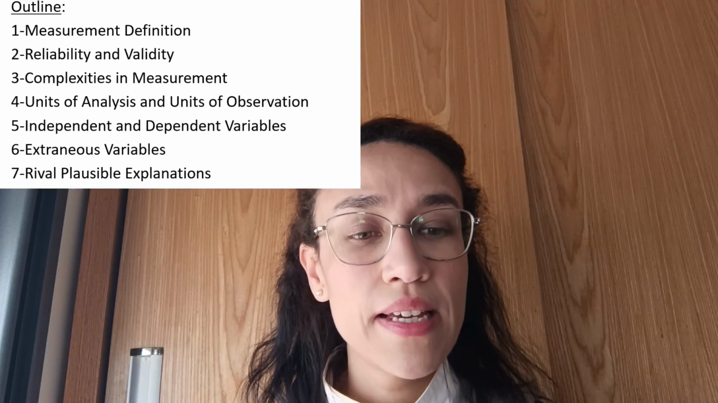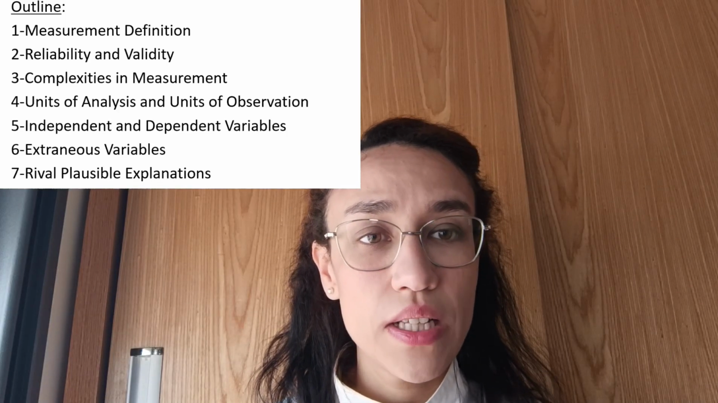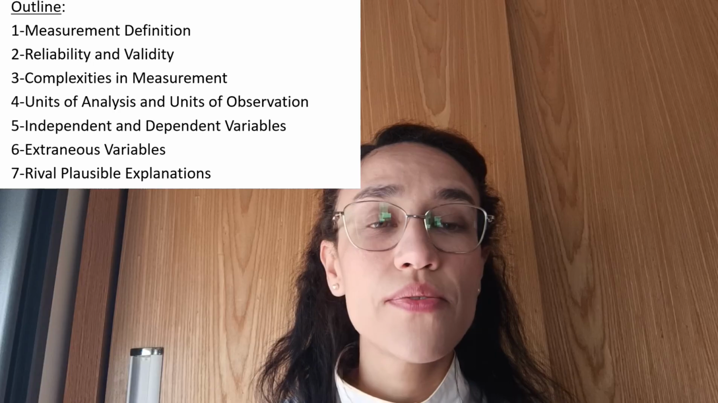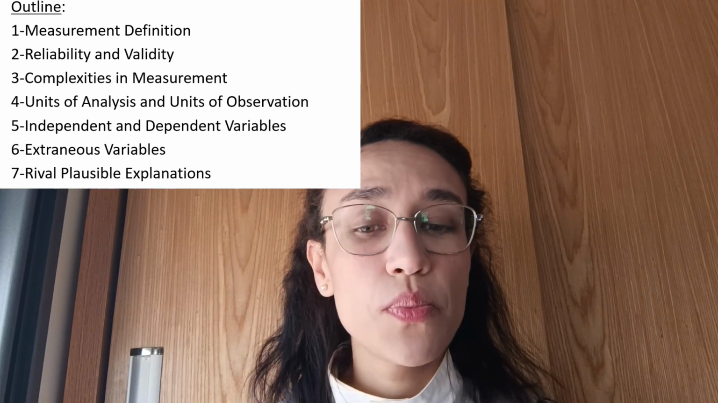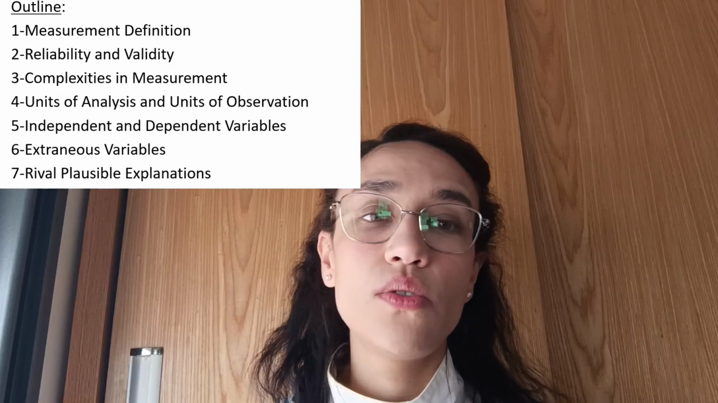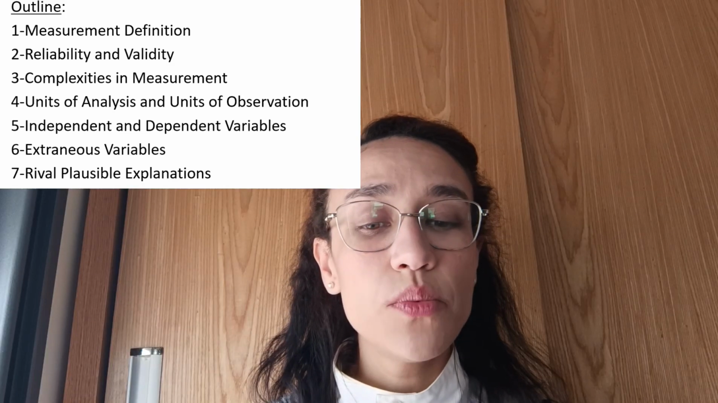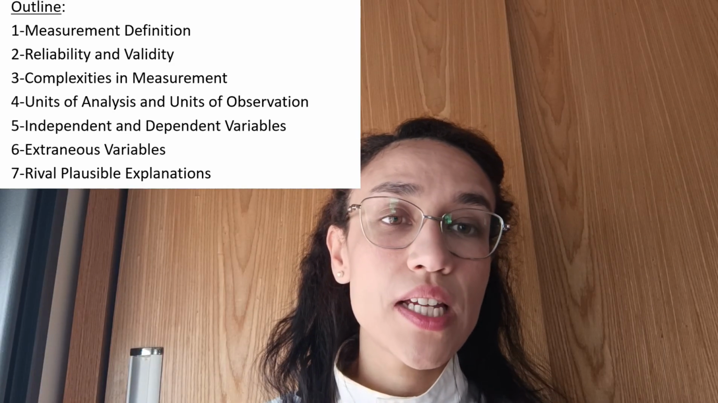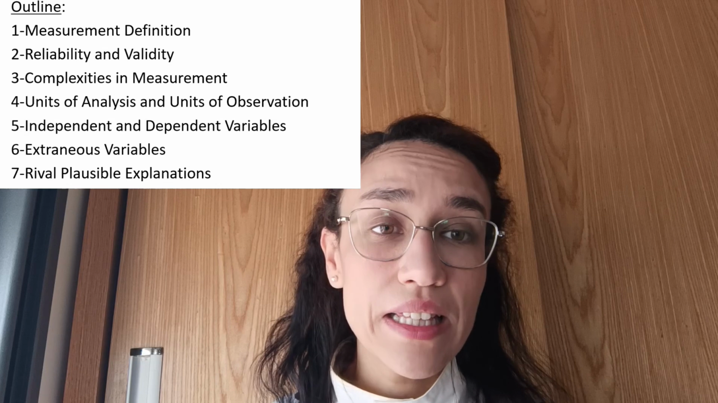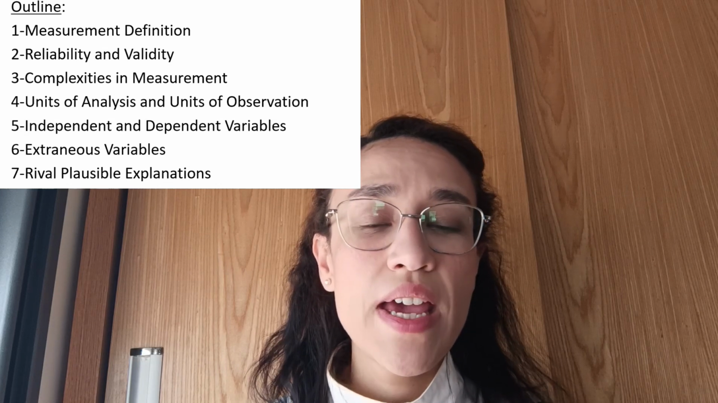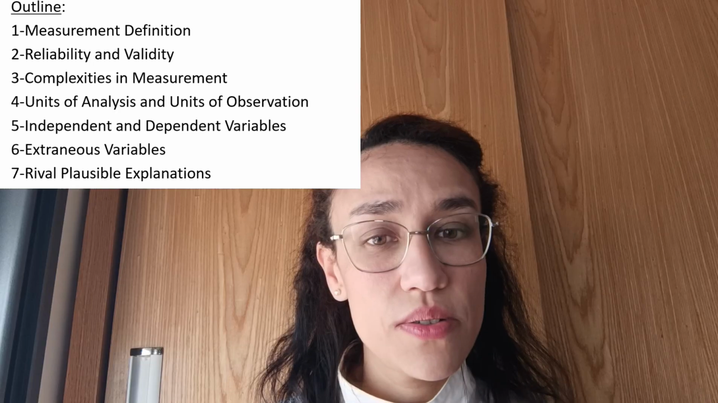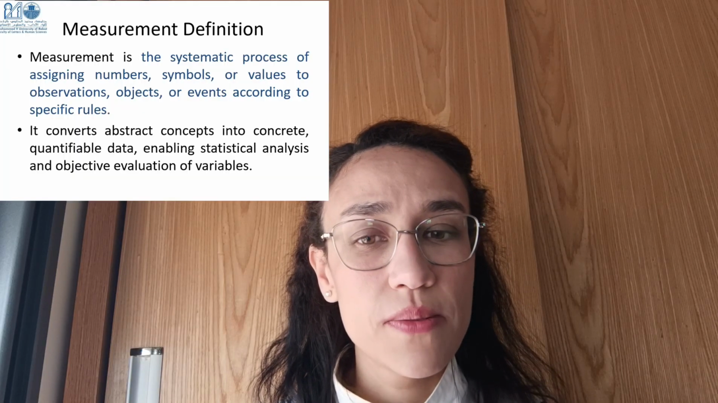So first, we will see the definition of measurements, then we'll cover the notions of reliability and validity. After that, we'll address the complexities in measurements. We'll explore the units of analysis and units of observation. Then we will see the difference between dependent and independent variables. And lastly, we'll define and understand extraneous variables and rival plausible explanations. So, let's start with the definition of measurement.